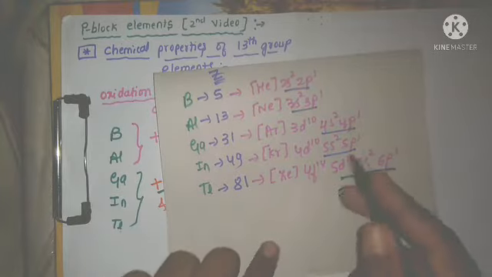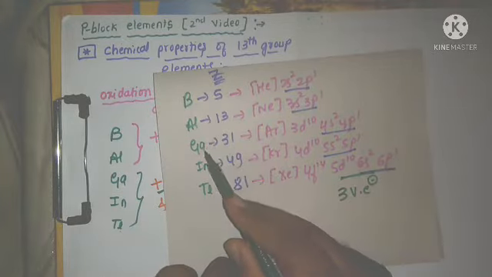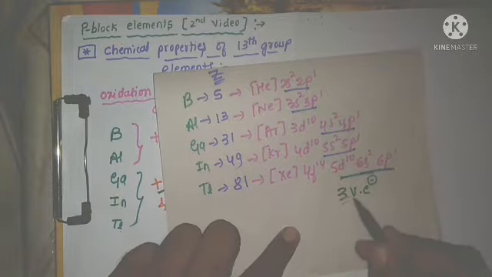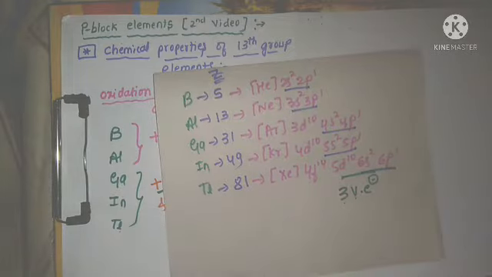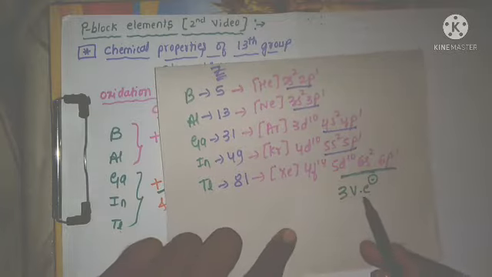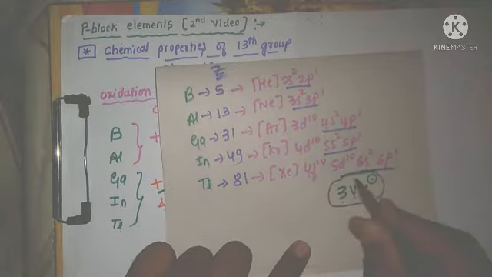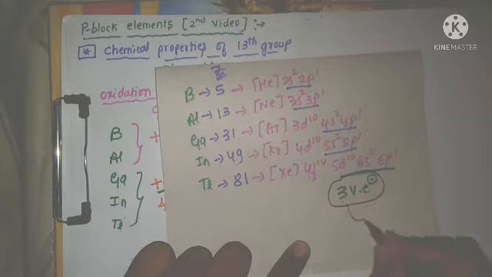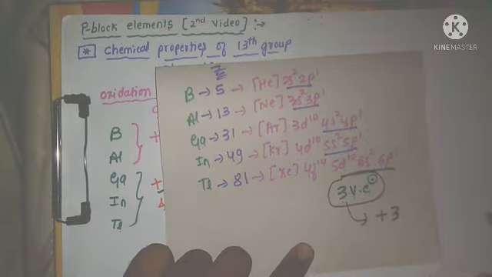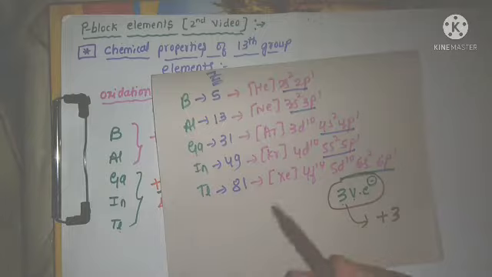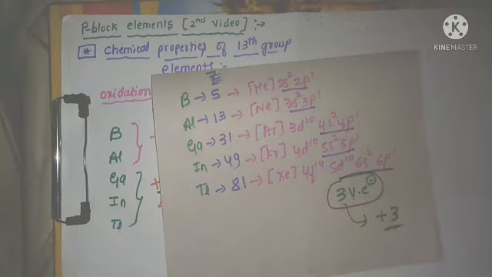Means in the last shell of each atom of boron, aluminium, gallium, indium, and thallium, there are only 3 electrons. These are called the 3 valence electrons. If they lose all the 3 valence electrons, or when they form all 3 bonds, then the oxidation state is +3.